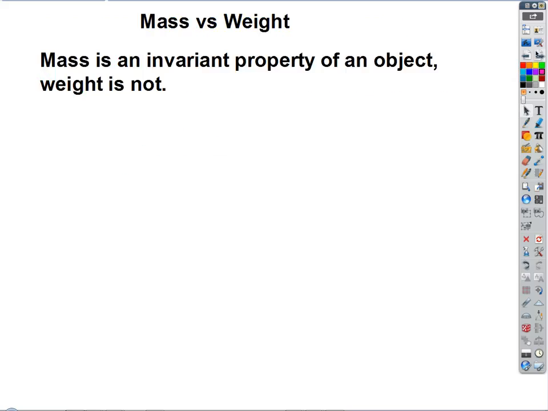Okay, so you got it. Okay, last one. Mass versus weight. You have 6 minutes to destroy this. Oh, okay, I can do this.